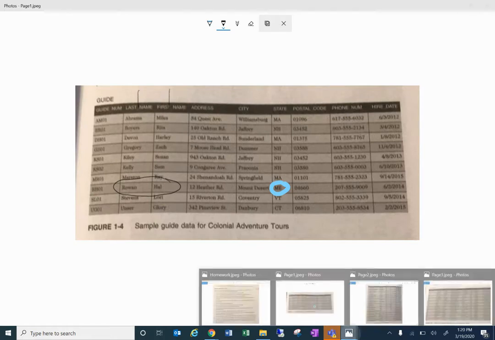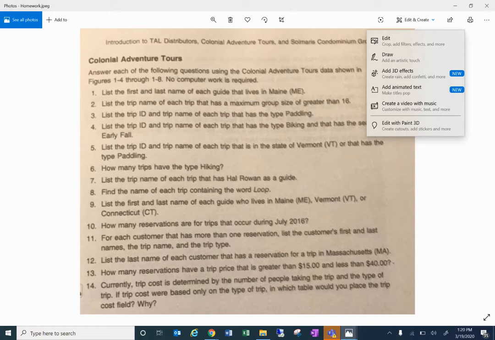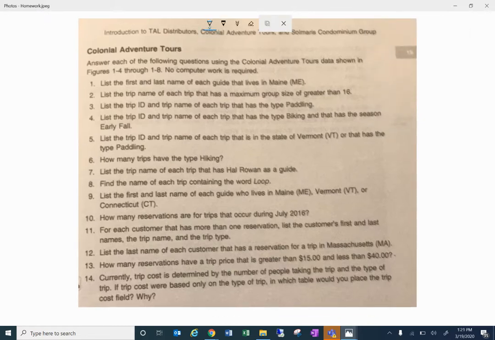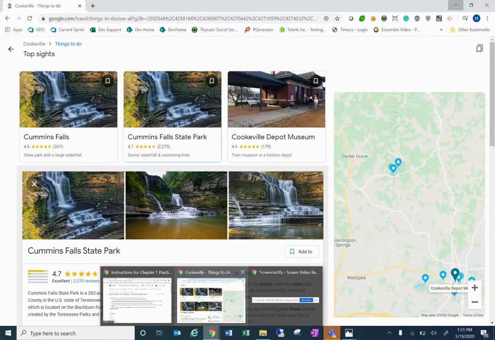Now, it's important to understand that the homework is very specific. And just as if you were working in your profession doing this, we want to make sure we are answering the requirements. So for number one, it wants the first and last name of each guide that lives in Maine. So when you're typing out your answer, don't give me their guide number, because that's not what I asked for. What we asked for was, like I said, the last name and the first name. All right, give me 1 second to erase this board, and then I'll come back and we will look at another problem.